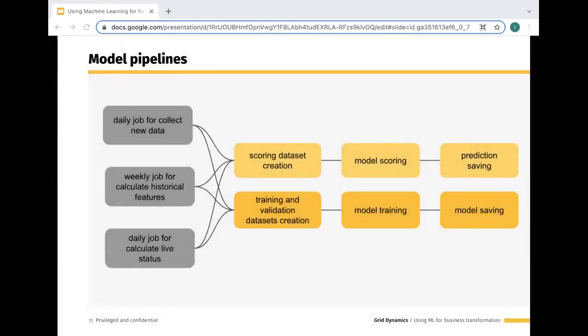After we created most of what we did, our data pipelines and our models, we moved to some automation to give the client the ability to use the results of this project without additional development. So we combined everything we have in pipelines for the train model and score model. We have daily jobs for collecting new data and calculating the different features that we created.